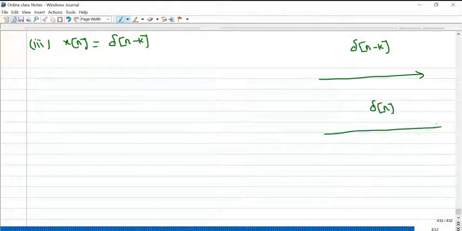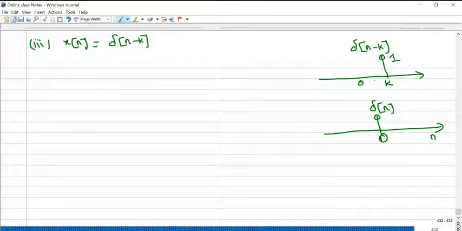The δ[n] signal at n equal to 0 has magnitude 1. δ[n−k] means at n equal to k, the magnitude of the signal is 1. In all other time instants, the value is 0. That is δ[n−k]. This k may be anything. We don't know. It's a generalized term given in the problem. Now how to solve these kinds of signals?